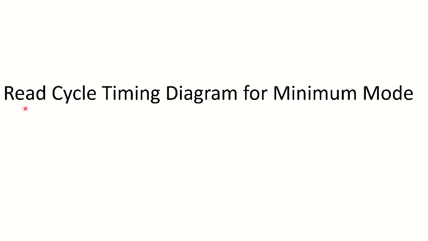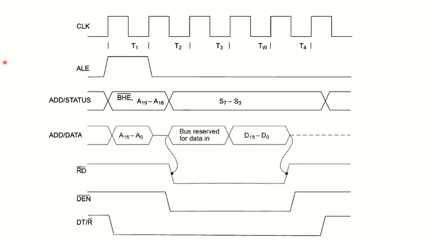So now we will discuss the read cycle timing diagram for the minimum mode. Okay, so कैसे read operation perform होता है basically. Okay, so चलो देखते हैं. So this is the read timing diagram for the minimum mode system. So you can see this is clock. Okay, so the whole operation is divided into 4 T states. Actually this is T1, T2, T3 and T4.